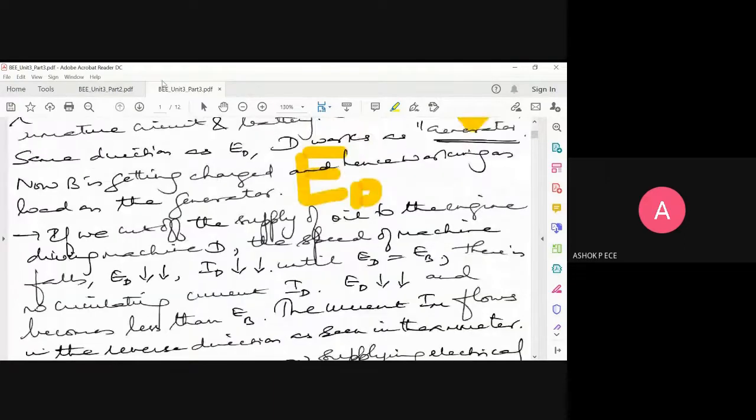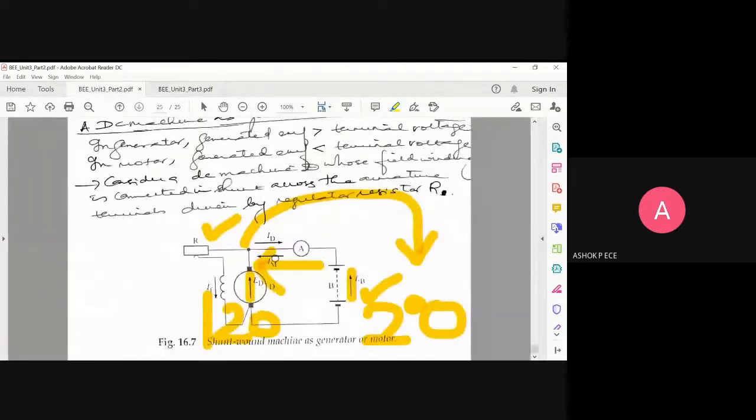Same circuit I am taking, and I am seeing what condition makes this machine a generator and what condition makes the machine a motor. If you start explaining with the field resistance RF, it is going to be a generator. If you start explaining with the armature, it is going to be called a motor. Any doubt in this operation?